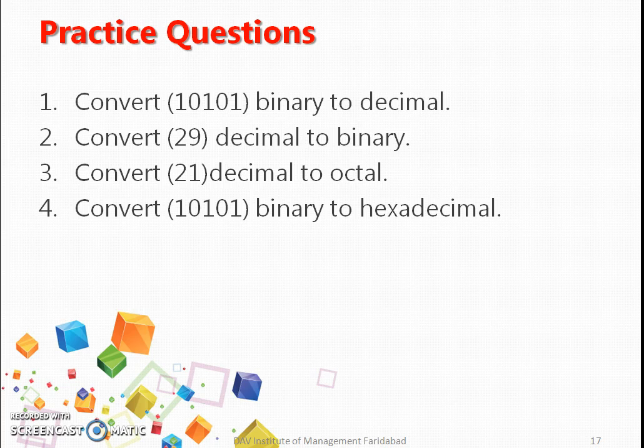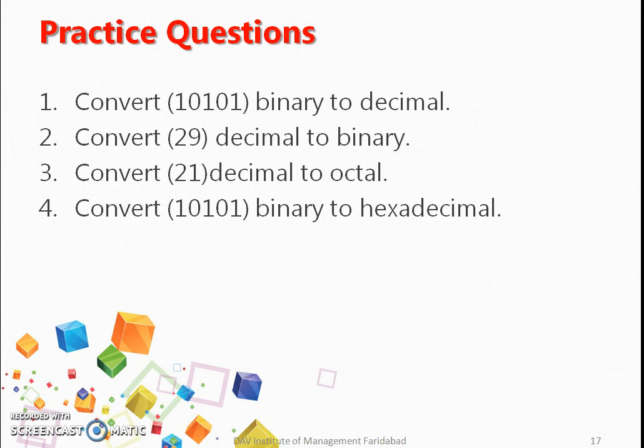practice questions. So let us discuss these practice questions. First is convert this 10101 binary to decimal. So this is binary to decimal. I have already explained any base to decimal. How do you convert any base to decimal? Next is 29 decimal to binary. That means 29 is in decimal and you have to convert it into binary. How will you do it? You will divide it by 2 and then write the quotient and remainder on the right hand side and then move from MSB to LSB.